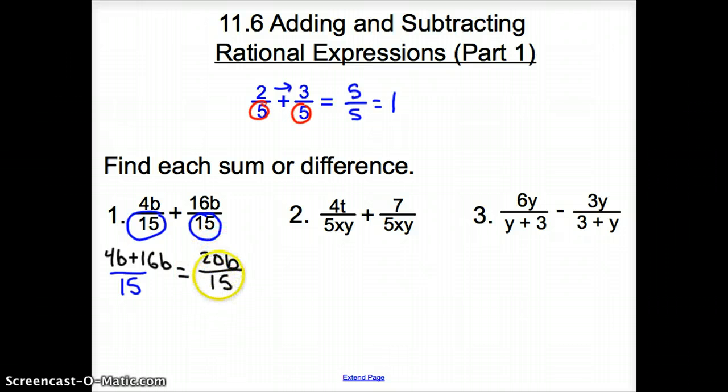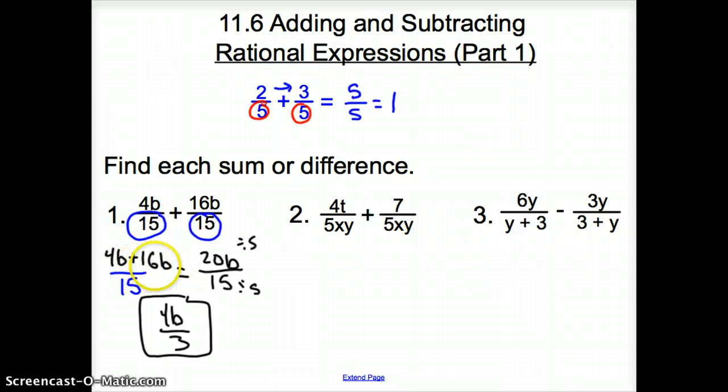Can we simplify the numbers like what we did yesterday? So what can I take out? I can divide out a 5 on top and bottom. So we simplify it to be 4b all over 3. Now, ladies and gentlemen, you will find out that you do not have to show this step. I just showed it for the purposes of being the first example. Let's try number 2.